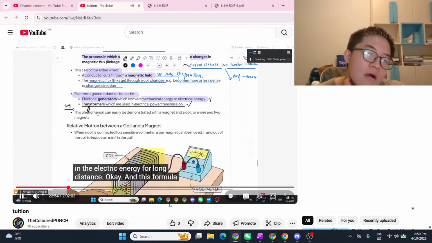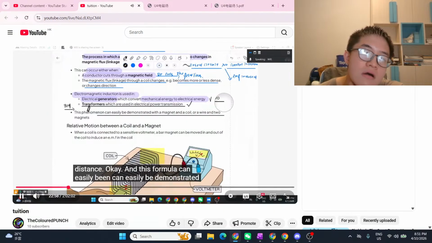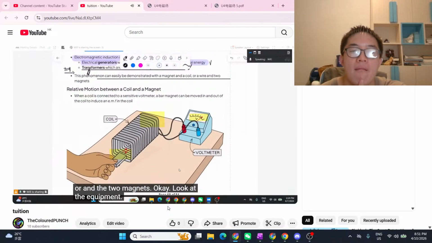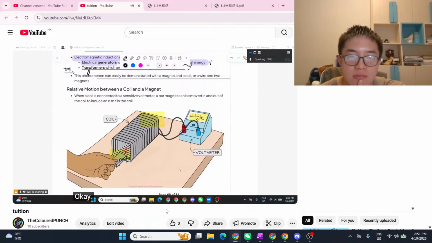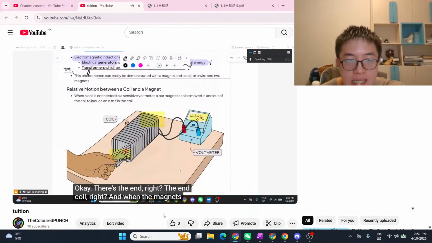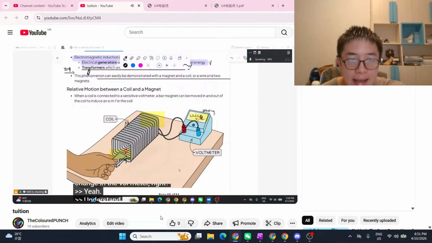Okay, and this can easily be demonstrated with a magnet and a coil of wire. Okay, look at the equipment. Here's the magnet, and then we move it through the coil. There's the N, right? The coil. And when the magnet moves across the coil, we will see the change in the voltmeter, right? Understand the structure in the voltmeter.